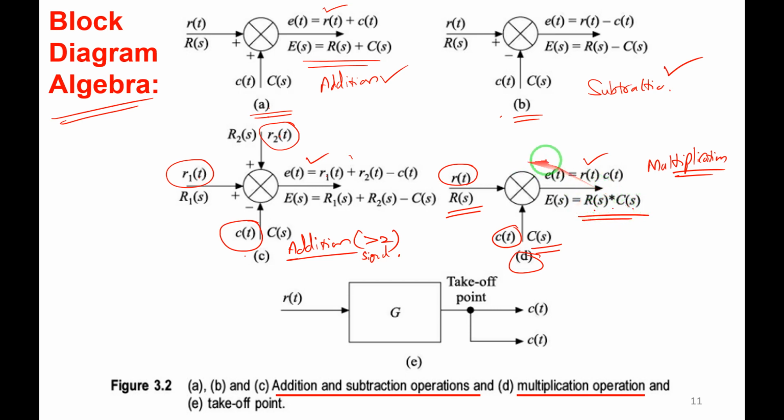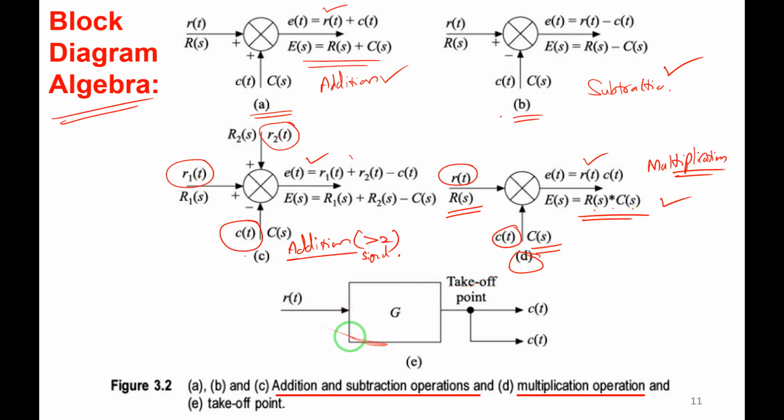So the addition subtraction operation remains the same in Laplace domain and time domain, whereas in multiplication, in time domain the multiplication operation is fine, but in the Laplace domain the multiplication gets converted to convolution. R of S convolved with C of S. You know the convolution operation, you have studied in S and S, right? Okay, fine.